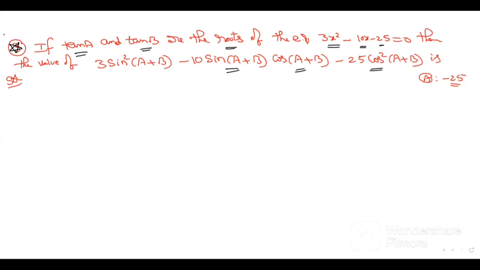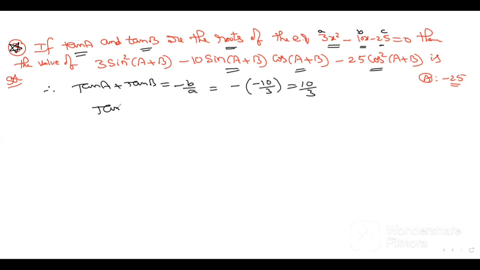Here tan A, tan B are the roots of this equation 3x square minus 10x minus 25. So here, sum of roots, we have one formula. Tan A plus tan B is equal to minus B by A. Here A value 3, B value minus 10, C value minus 25. What we get here? Minus of B by A, minus of minus 10 by 3. What we get here? 10 by 3.